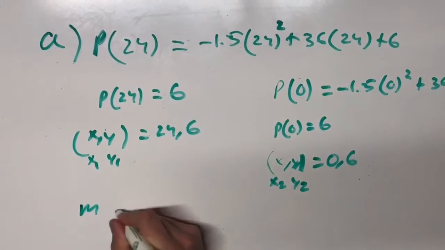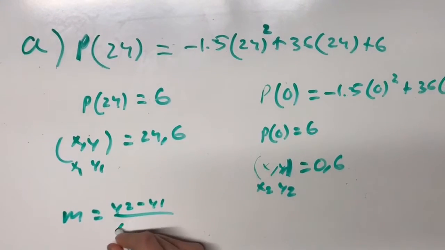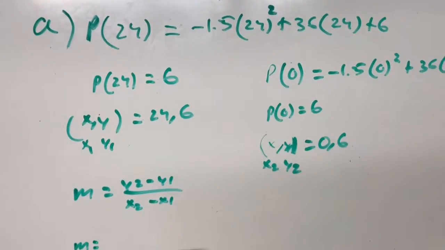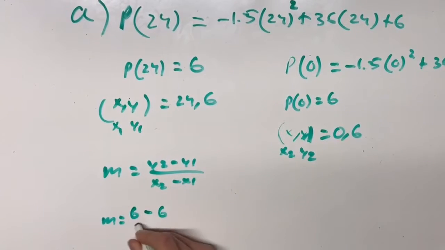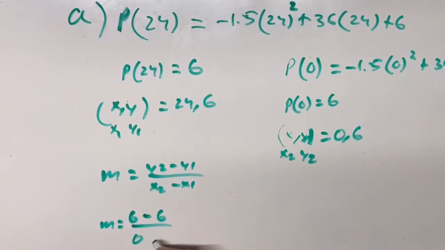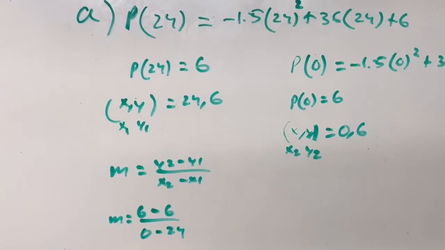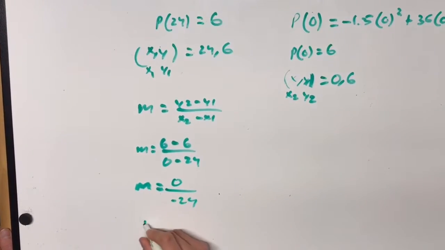Now you'll be solving for the slope. So you're going to do y2 minus y1 over x2 minus x1. So the slope is equal to 6 minus 6 over 0 minus 24. So, as you know, the answer is going to be 0, because 0 divided by another number is 0.